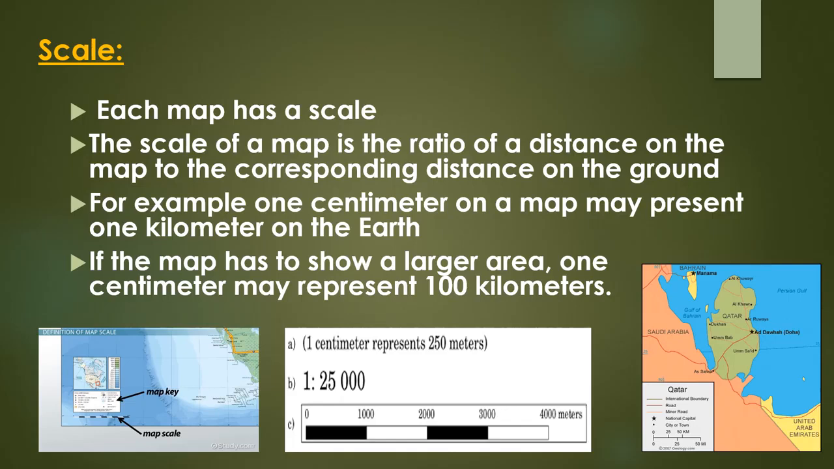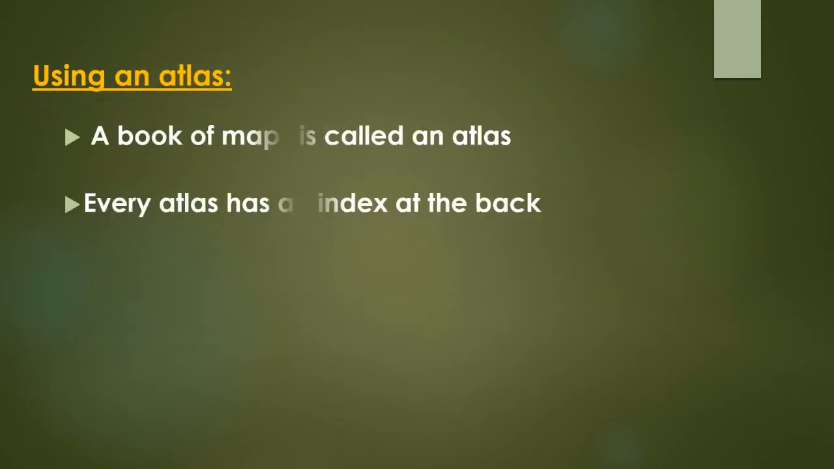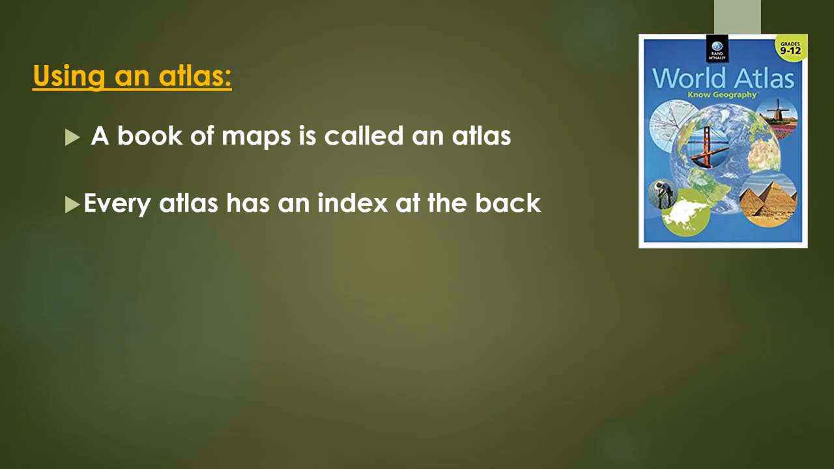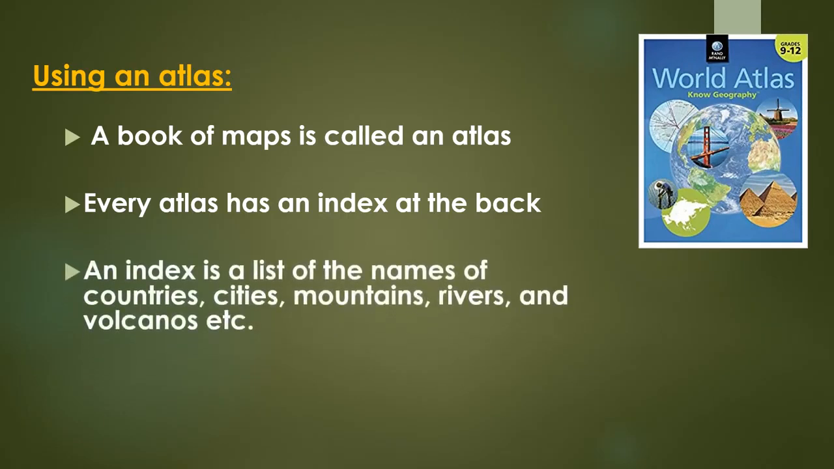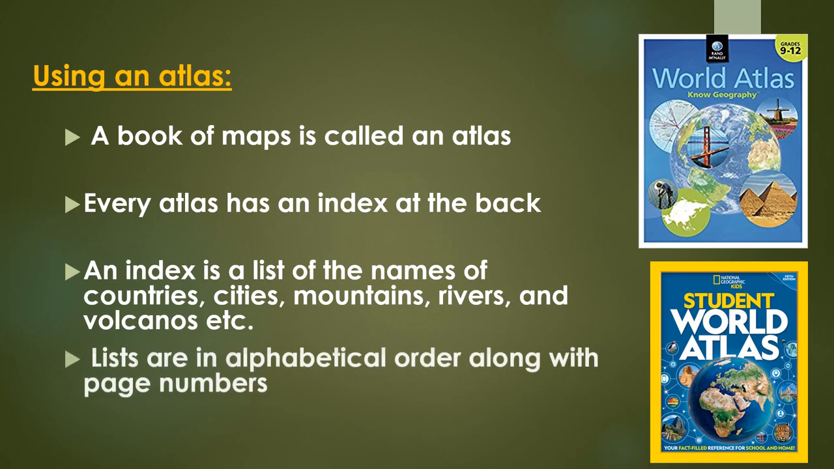Dear students, our last topic of today is very interesting, and that is using an atlas. A book of maps is called an atlas. Every atlas has a content page. Every atlas has an index at the back. An index is a list of the names of countries, cities, mountains, rivers, volcanoes, etc. Lists are in alphabetical order along with page numbers.